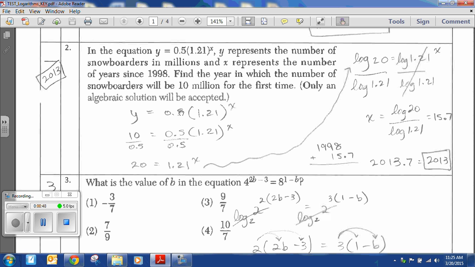So here, in the equation y equals 0.5 times 1.21 to the x power, y represents the number of snowboarders in millions, and x represents the number of years since 1998. Find the year in which the number of snowboarders will be 10 million for the first time. Only an algebraic solution will be accepted. So if this is the equation, y is going to be 10 because y represents the number of snowboarders in millions. So it's 10.